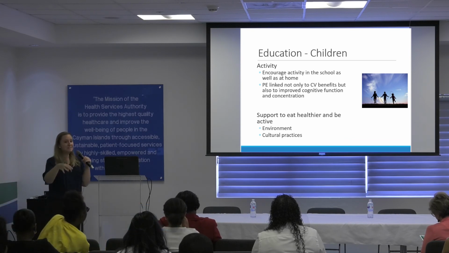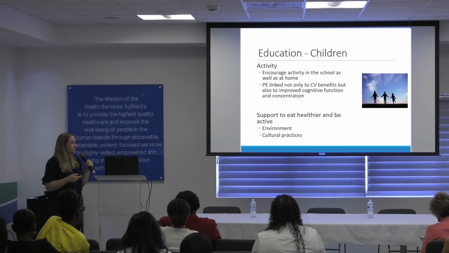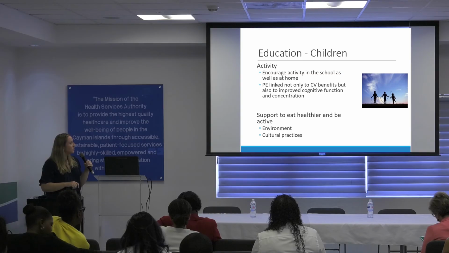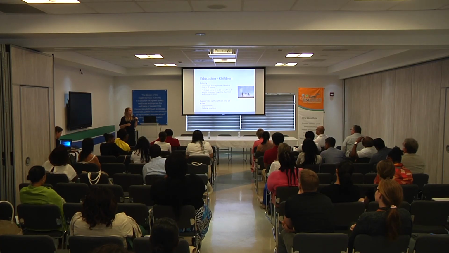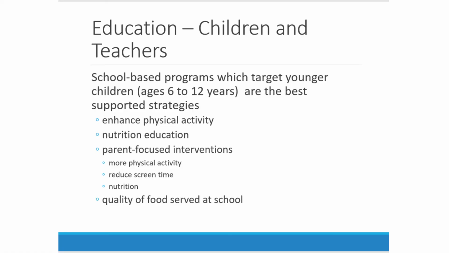So sometimes it's simple things. None of this stuff is crazy, none of this stuff is impossible to do. It's all just very simple things. You go to bed an hour earlier and be a little bit more active, turn the TV off an hour earlier. These are simple things you can do. Support to eat healthier and be active is very environmental. And again, education of children and teachers, these school-based programs where you focus on kids from 6 to 12 years old, are the best supportive strategies.